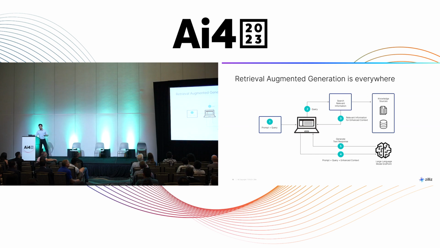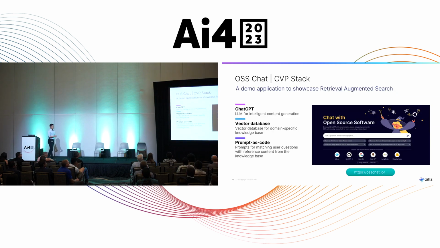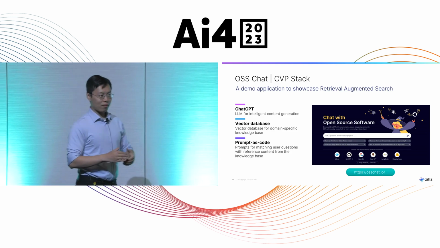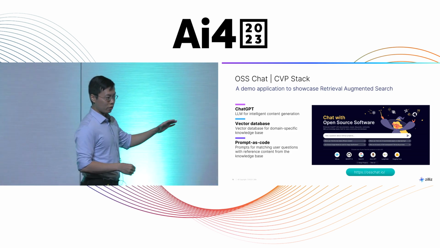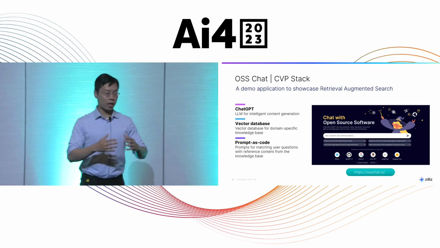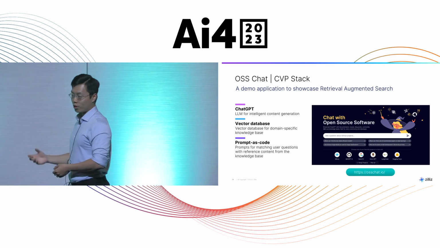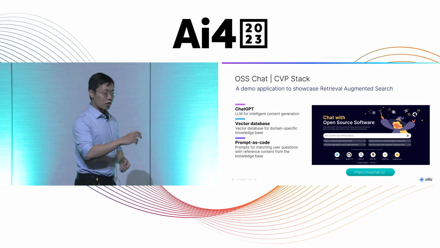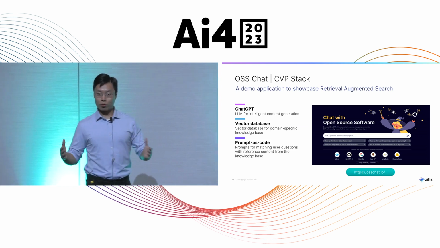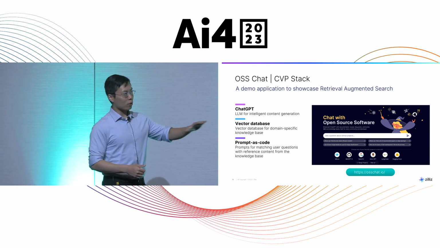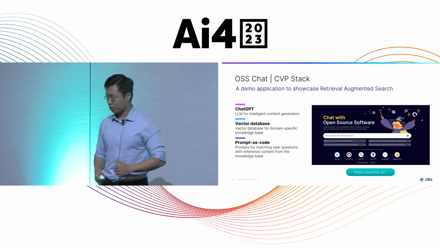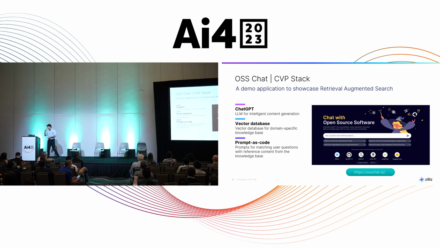We have our own version of RAG called CVP, and in this case, C is ChatGPT, V is vector database, and P is prompt as code. And we have a great demo of the CVP framework, again, our own version of RAG, called OSS Chat. Now, what is OSS Chat? I'll describe it very, very briefly. It's essentially a way for you to chat with open source projects. The way that we've structured OSS Chat is very, very similar to this previous diagram that I showed up there, and the next diagram that I'll show as well.